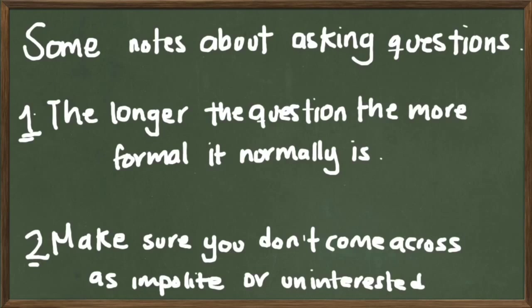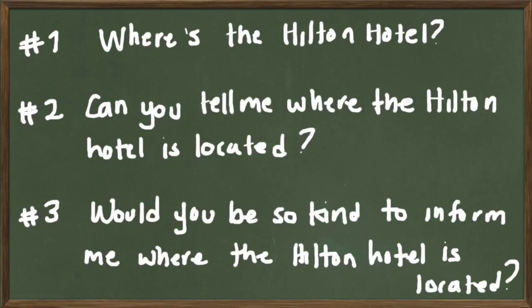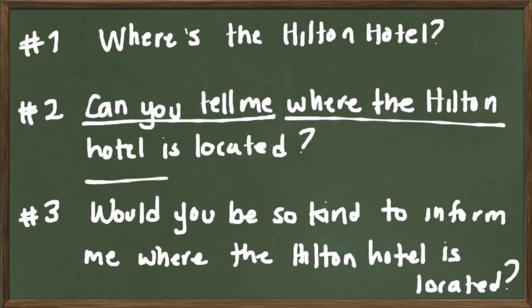Let me give you a couple of examples here. Number 1, where's the Hilton Hotel? This is if you ask directly, especially of a person that you owe a lot of respect to or a person you don't know, this could be a little disrespectful or impolite. However, if you ask, can you tell me where the Hilton Hotel is located? This is much better, especially for people you don't know, because you are inserting an expression.